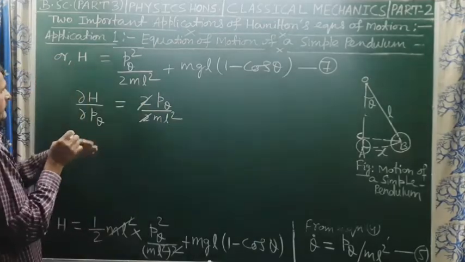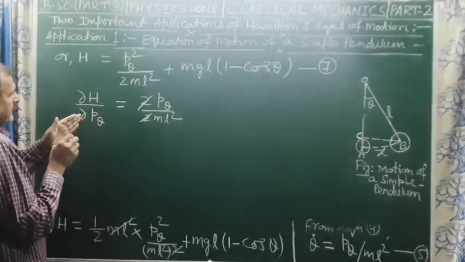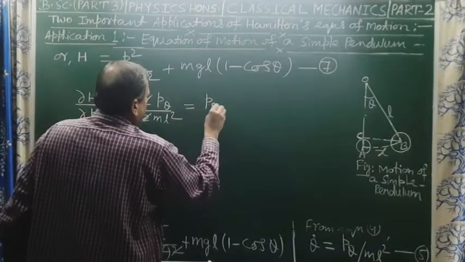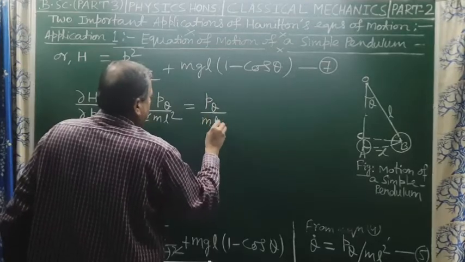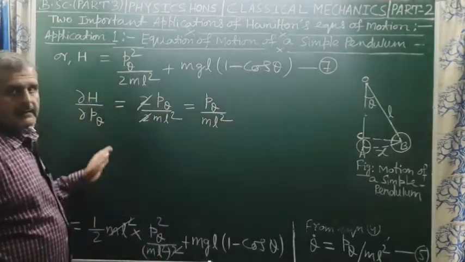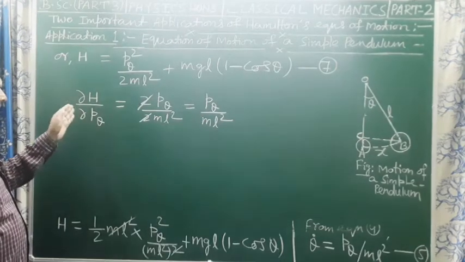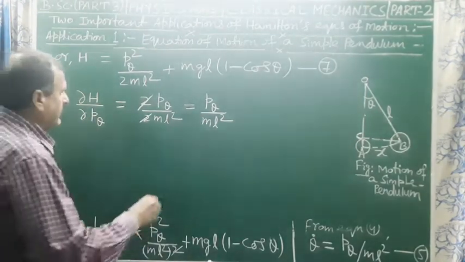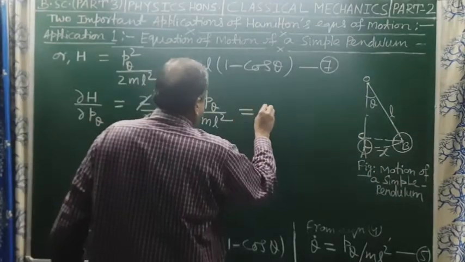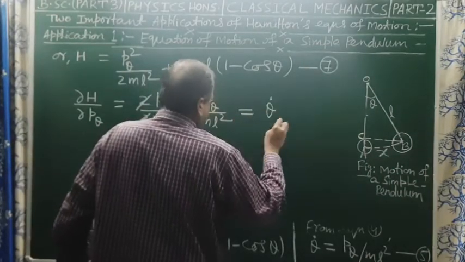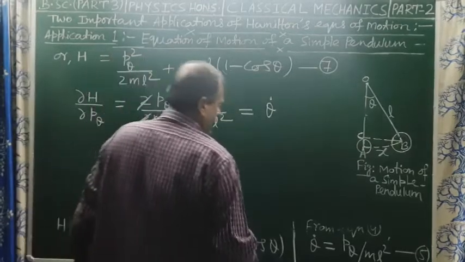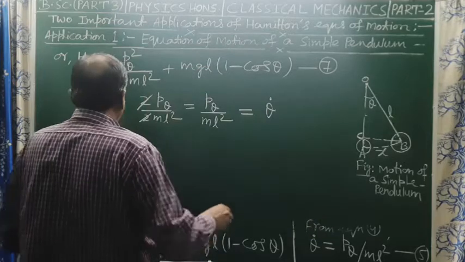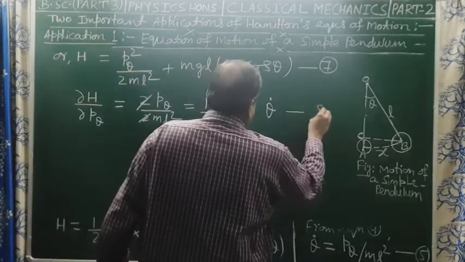The 2 and 2 cancel, so delta H upon delta P theta equals P theta upon ml square. And this is theta dot. Delta H by delta P theta is equal to theta dot, which is P theta upon ml square, as in equation 5 also. This is equation number 8.